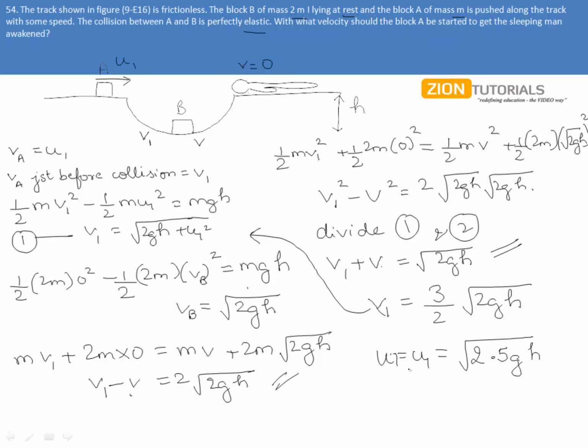So the velocity can be u or greater than this, depending upon with how much velocity you want to hit this person. But this is the minimum that you need.